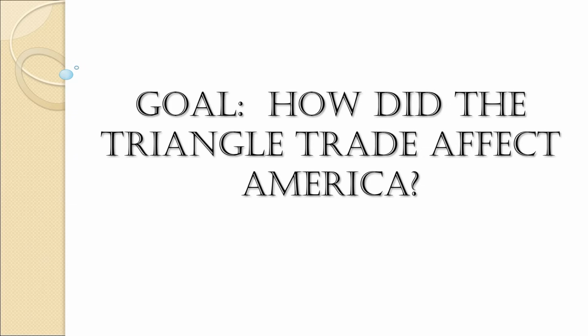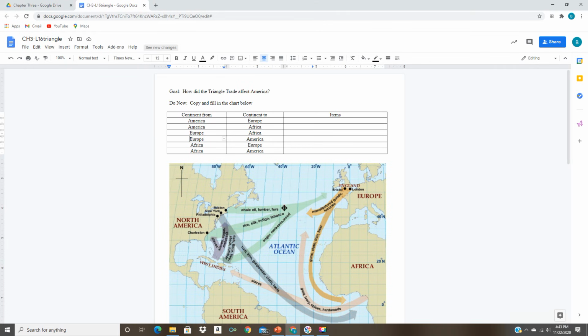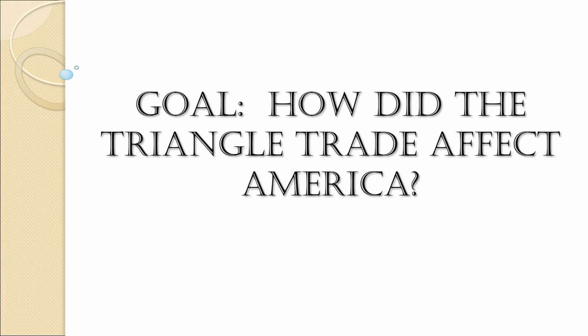Today we're going to be talking a little bit about the Triangle Trade and its effect on America. But before we do, just one more reminder that today's lesson is paired with this worksheet right here. So make sure you're filling in this chart based on what you're seeing in the map, and then you have the reading down here with a couple of questions added on. So now, one more time before you take the test on Wednesday, here's your favorite part of the lesson.